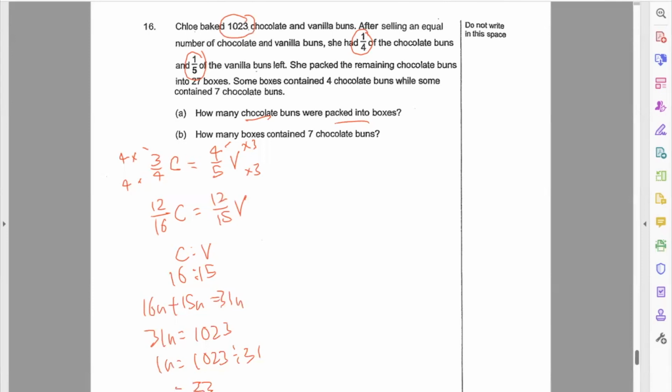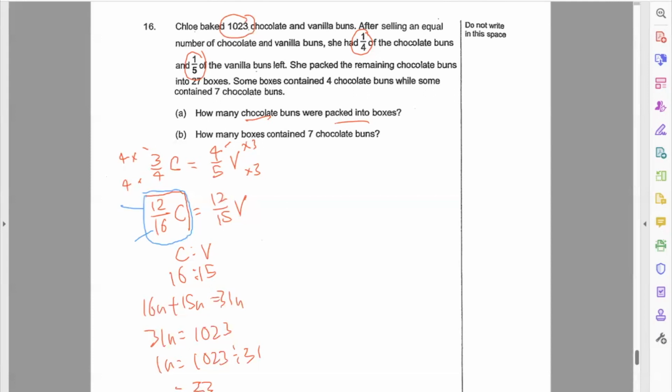Let me get a pen. Okay, let's look at this fraction. Focus on this fraction. In this fraction, the numerator represents the units of chocolate buns sold. The denominator represents the total units of chocolate buns baked, or chocolate buns at first.